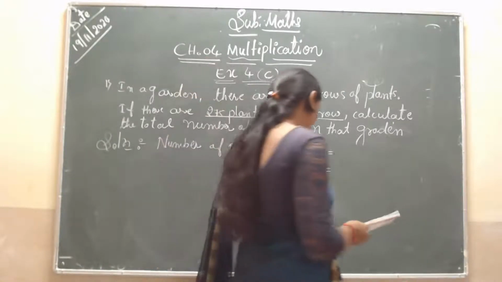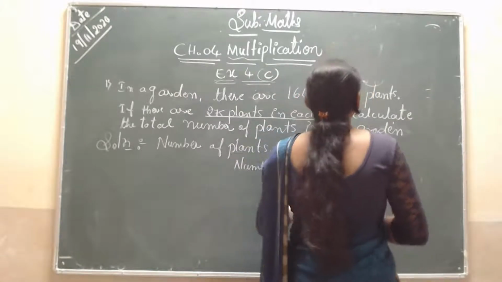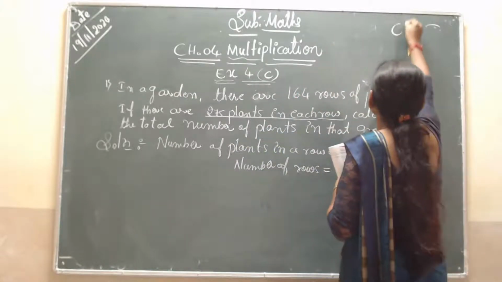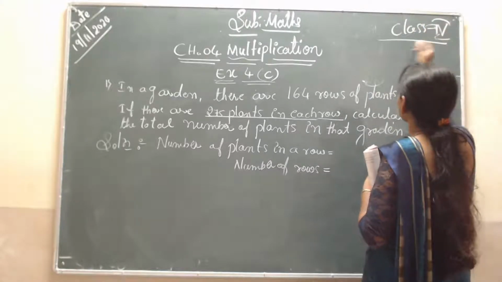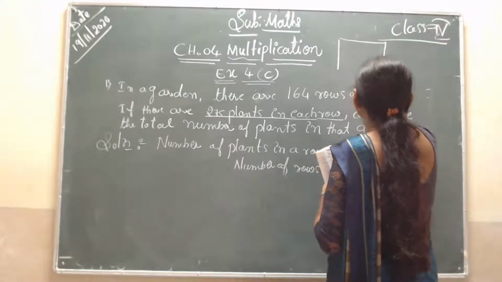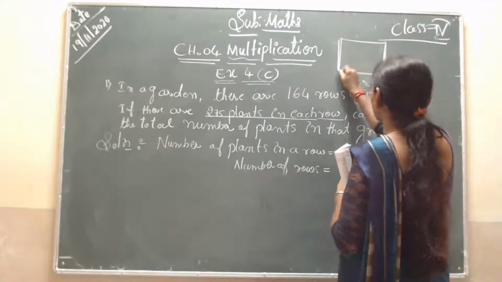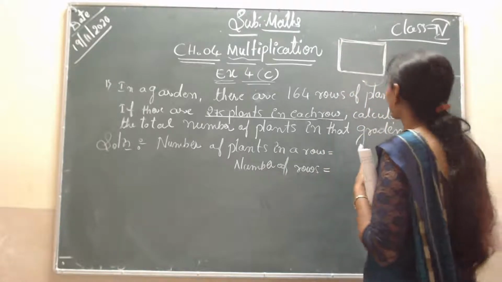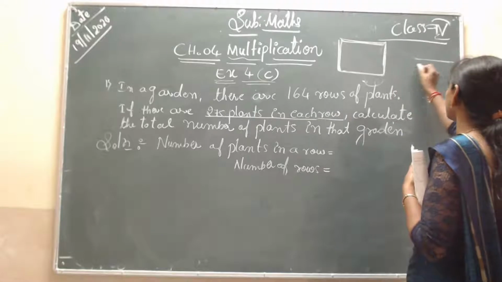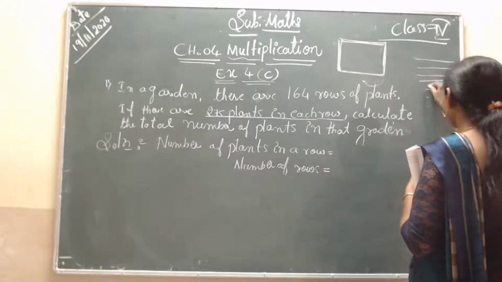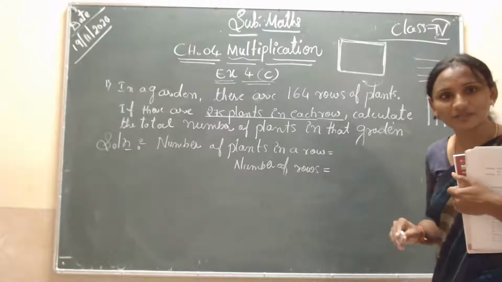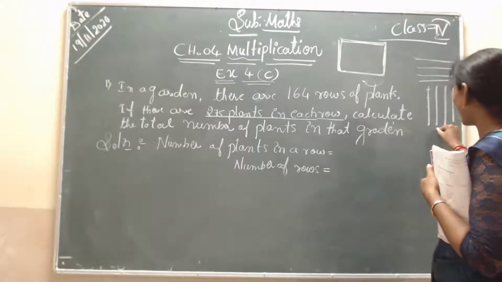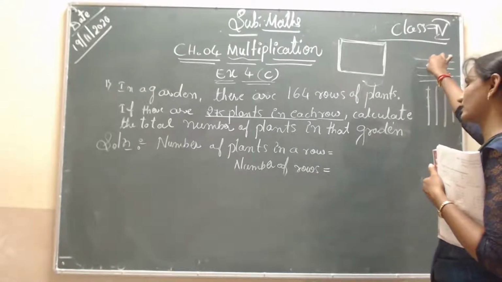Students, just imagine this is one garden. You know this is a column line, and this is a row line. You already learned this in previous classes: these are columns, and these are rows.